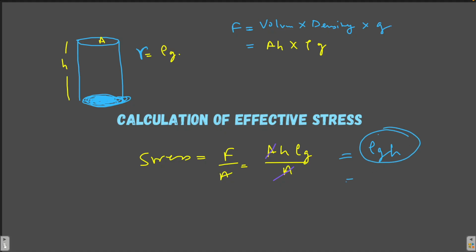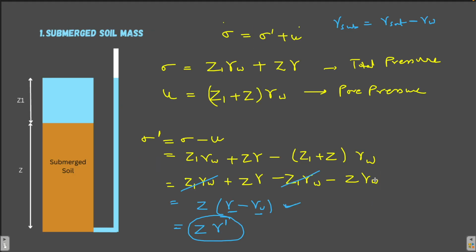Now rho G H, and rho G is what? It is the unit weight. So you can write gamma into H. So whenever we have to calculate the stress, we know the unit weight and we know the height for which we have to calculate the stress. So if you multiply the unit weight with the height, you will get the stress. So this is what we are doing.